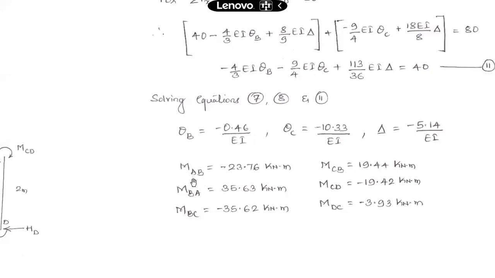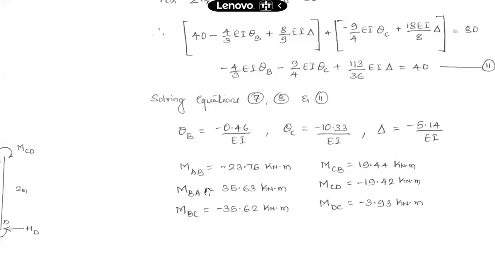So I'm getting MAB as minus 23.76 kilonewton meter, MBA as 35.63 kilonewton meter, and MBC as minus 35.62 kilonewton meter. When you add these two, MBA plus MBC, it should result in 0, and it is coming out to be almost 0. Similarly, MCB is 19.44 kilonewton meter and MCD is minus 19.42 kilonewton meter, so this is also resulting in 0. At any joint, the summation of moment comes out to be 0, at joints B and C mainly. Here there are supports. At D, you have MDC equal to minus 3.93 kilonewton meter.